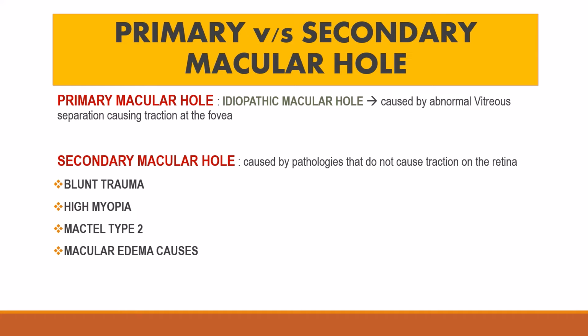What is the difference between primary and secondary macular hole? So primary macular hole is nothing but an idiopathic macular hole. Okay, so it is caused by abnormal vitreous separation causing traction at the fovea, right? But secondary macular hole is caused by a pathology that does not cause traction on the retina. So when the component of traction, which happens with age-related changes, occurs, that's called an idiopathic macular hole or a primary macular hole. There is no disease as such in the patient.